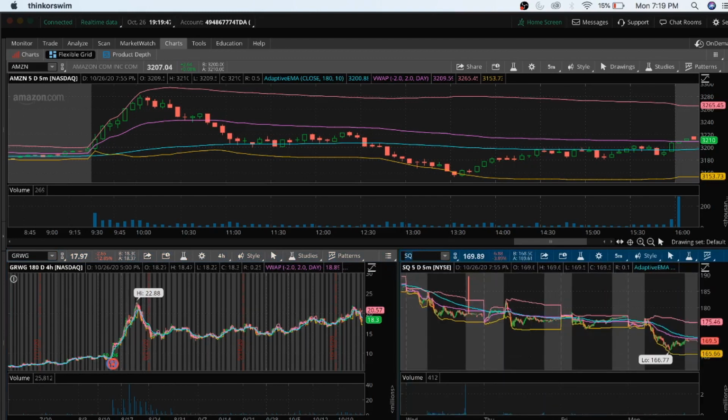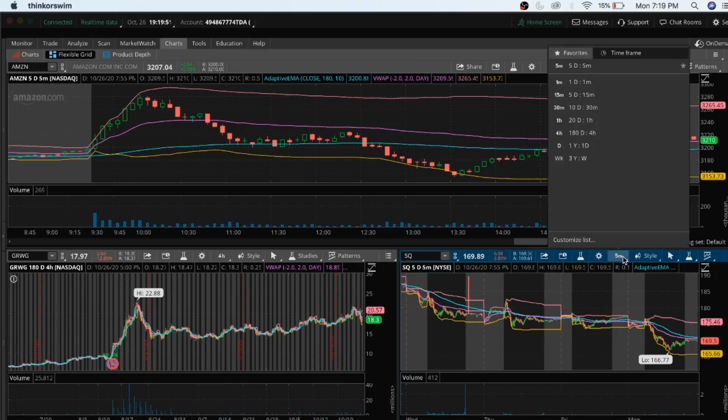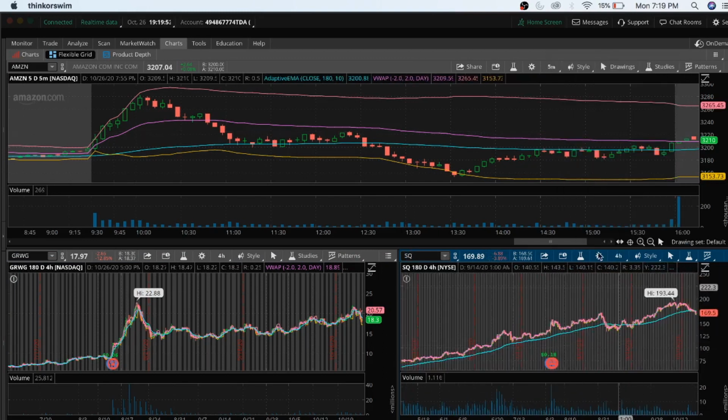And I'll show you guys exactly what I'm looking for when it comes to these trends and how I pick them out. So if we look at GRWG, see this run up they had, and this was a span of about a week, right? They ran all the way from $9 to $22.88.